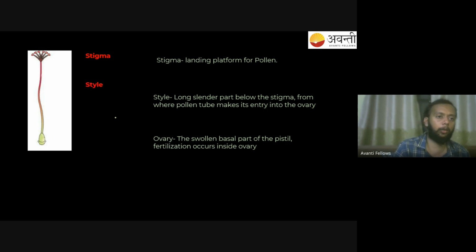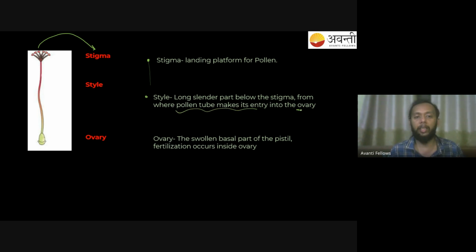Stigma आपका वो area है. So this is my stigma. यहाँ पे मेरा pollen grain आके land करेगा, right? Then you have a style, which is a long stalk-like structure. You can see the definition that has been given over here. So style is a long slender part below the stigma from where the pollen tube makes an entry into the ovary. So यहाँ से आपका pollen tube travel करके नीचे तक जाएगा.